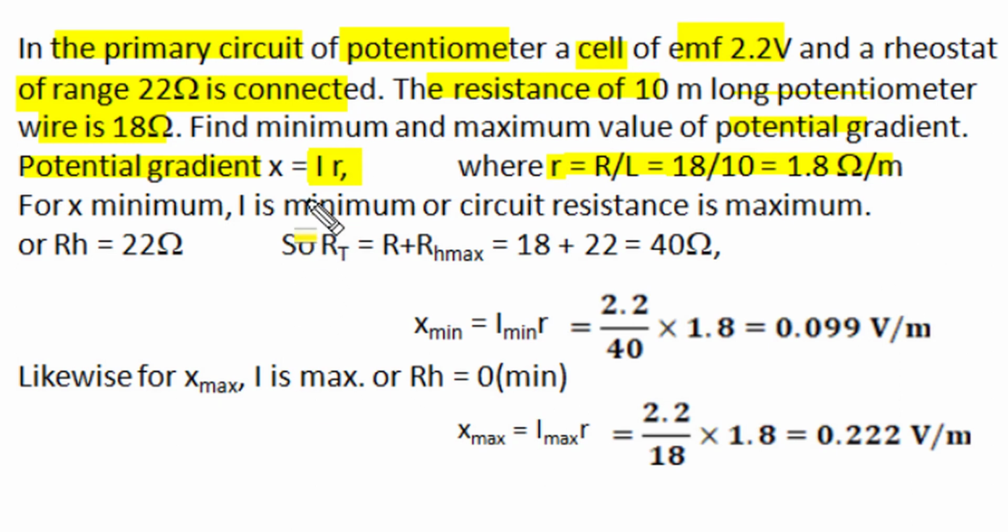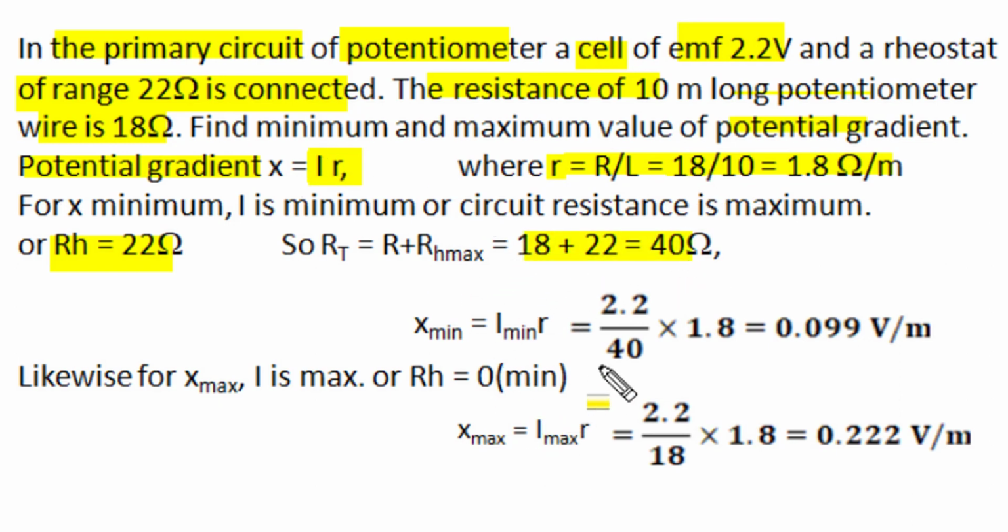Now for minimum potential gradient, the circuit current must be minimum, and for minimum circuit current, the primary circuit resistance must be maximum, and the maximum value is possible when the rheostat is fixed at the maximum value of 22 ohm. So the total circuit resistance of wire resistance 18 ohm and rheostat resistance 22 ohm becomes 40 ohm.